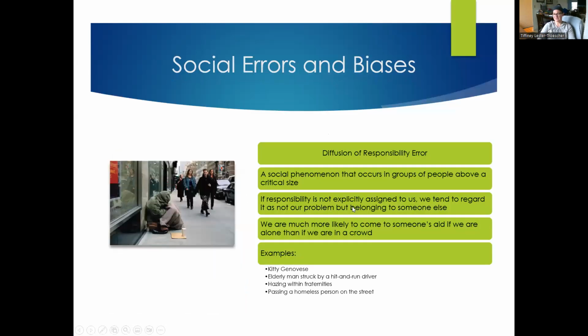We also have the diffusion of responsibility error. This is when we walk past a homeless person in the street and do nothing because we think it's not our problem. This is when you hear someone calling for help, or you see someone being attacked, and you don't step in and do something. Here's the difference: we will possibly give money to a homeless person. We will possibly step in and try to help someone being attacked if there aren't a lot of people around. But once we hit a critical mass of people, we won't do anything.